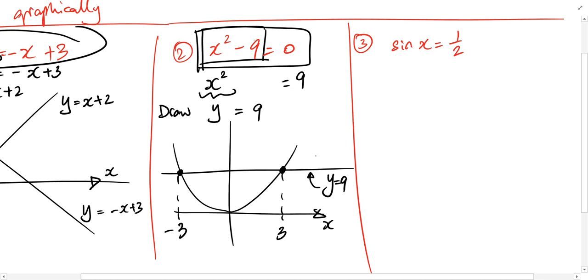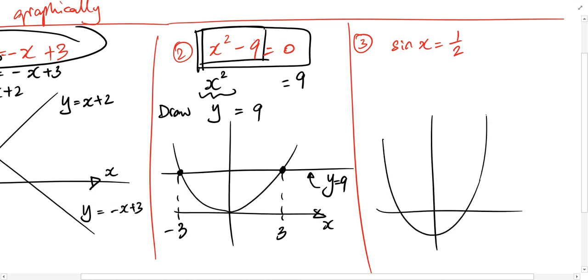The previous graph. Okay, early on the graph that we drew was this one. This is 3. This is negative 3. This was y equals to x squared minus 9. So there are different graphs, or there are different parabolas. Okay, now back to question 3.